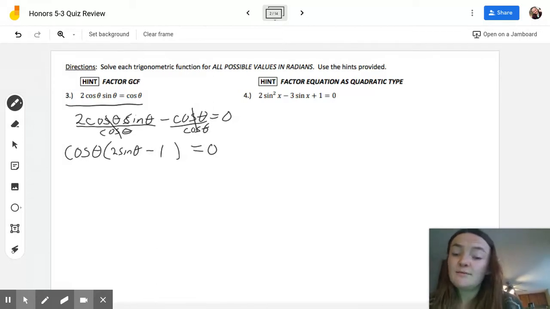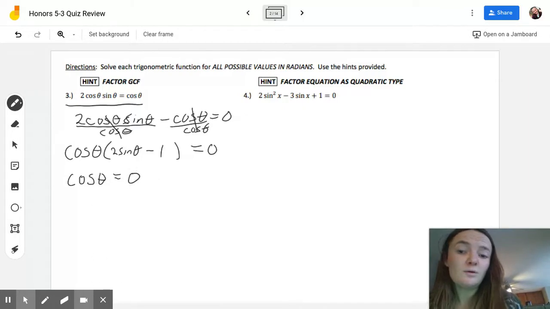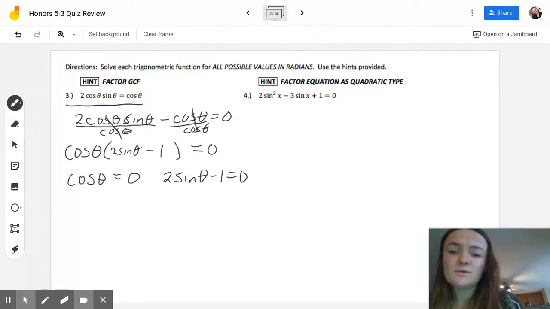Well, at this point, I have the zero product property. I have something times something is equal to 0. So I'm going to set both pieces equal to 0. Remember that the zero product property does not work when you don't have 0. That's why it's called the zero product property. All right, so 2 sine of theta minus 1 is equal to 0. When does cosine of theta equal 0? Well, cosine of theta is equal to 0 at pi over 2, and it's equal to 0 at 3 pi over 2. And you can check that on your unit circle.